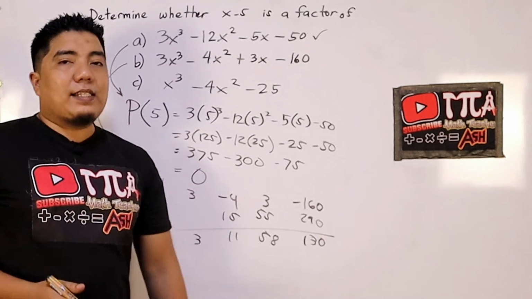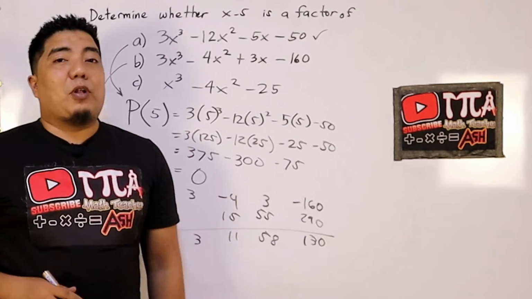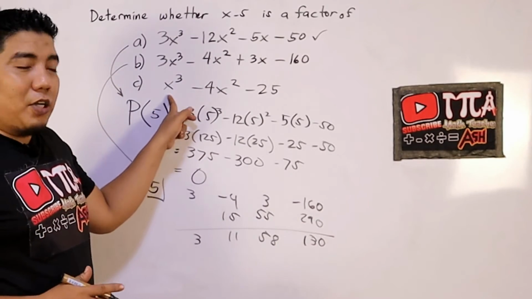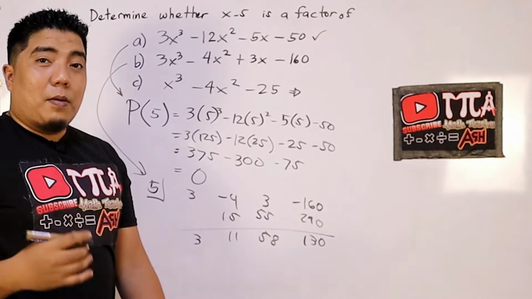Therefore, since it has a remainder, then it is not a factor of this given polynomial. Easy, right? Now, how about this given scenario? Okay, so let's just try our p of r.